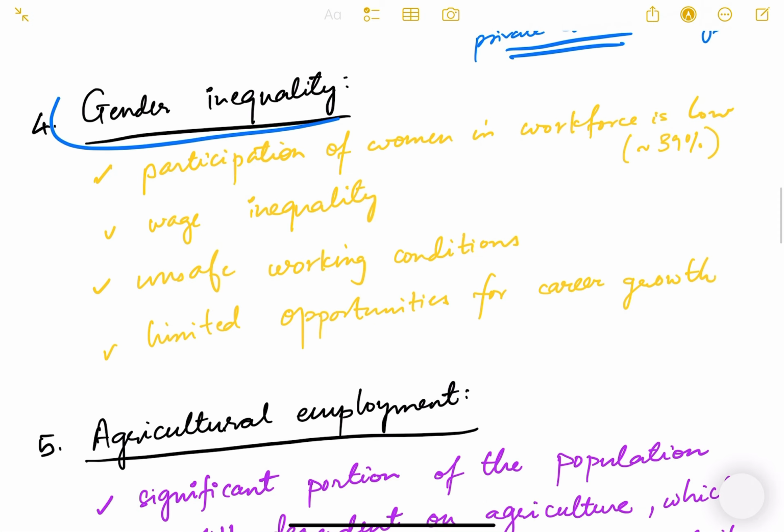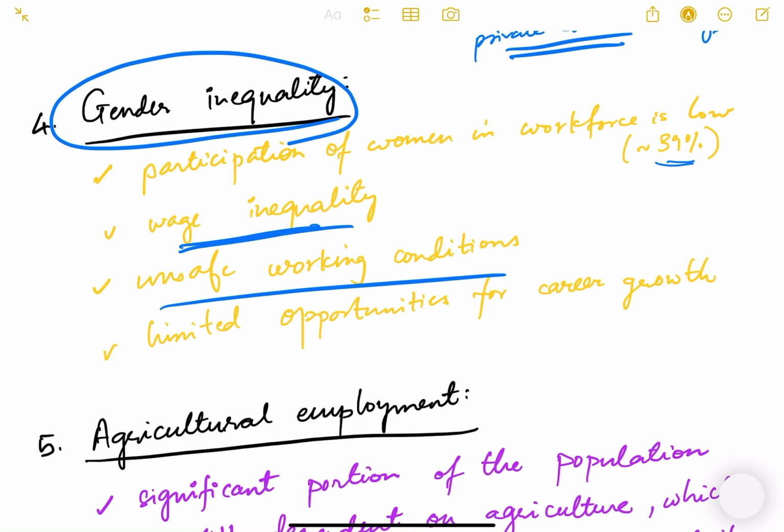Next one is gender inequality. Women's participation is low. Workforce participation is low as it is, about 39% compared to men. And also there is a wage inequality. The female workforce gets low wages compared to their male counterparts. Then there are unsafe working conditions also. We don't need to talk much about this.